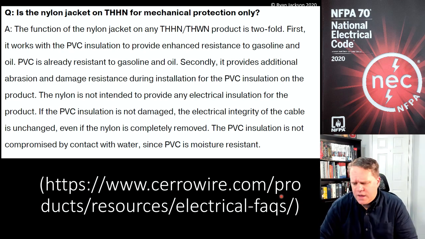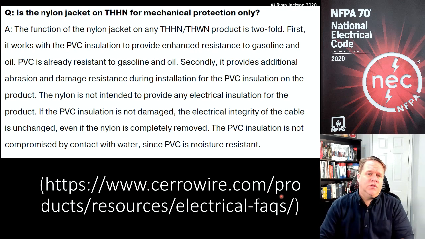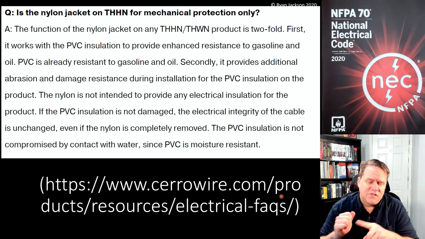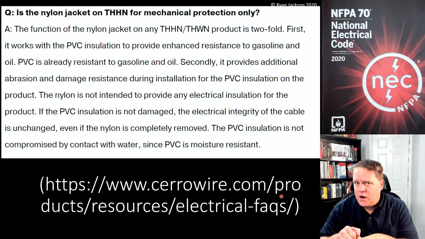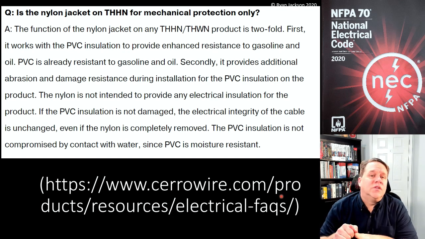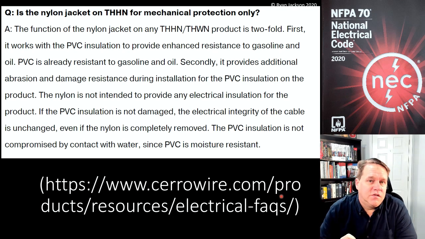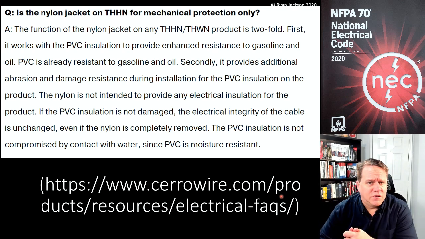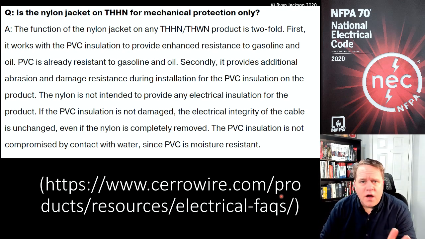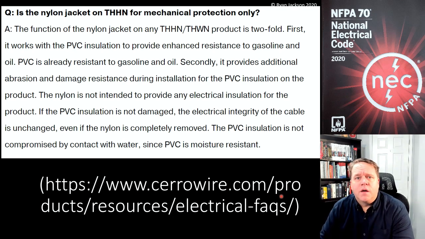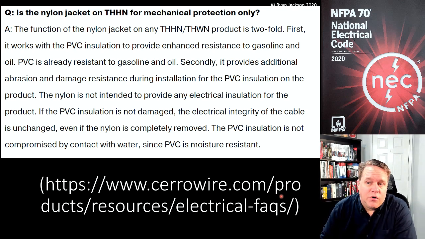So there you go. The nylon jacket does two things. It gives you gasoline and oil resistance, and it protects the product during installation. It also helps in the ease of the installation. It helps it glide through the conduit a little bit easier. So if you break the nylon jacket, don't sweat. It's not a problem unless you need the gasoline and oil resistance.